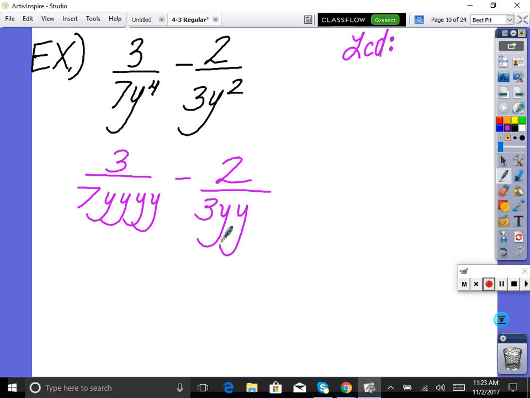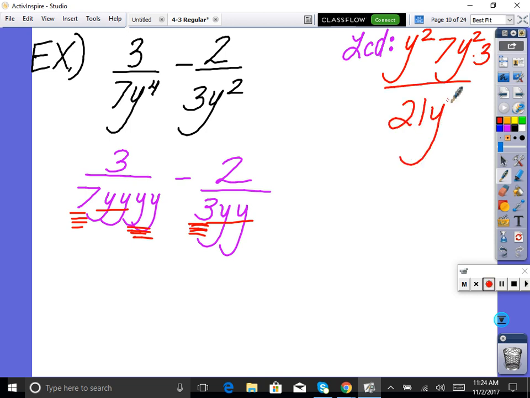This is where you should be starting. You should be saying, okay, what's already in common? Okay, so y squared. Now we've got to see what's left over that we're going to need to put in. A 7, correct? And 2 more y's, right? So we're going to need a 7 and y squared. And then in this one, what else? A 3. So times 3. So multiply, and we get 21y to the 4th. How many of you were able to figure out that 21y to the 4th was the least common denominator?